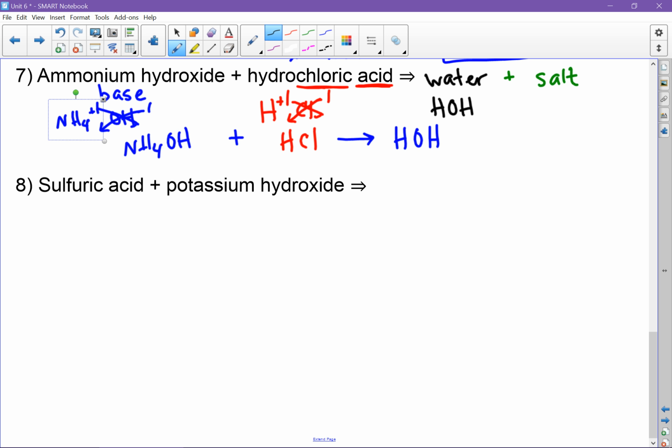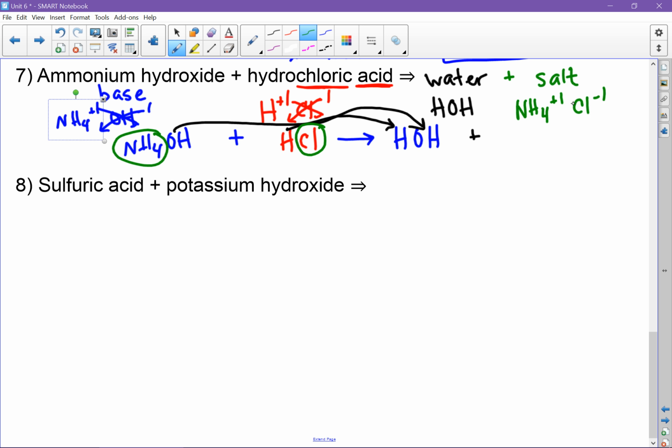And the way that you're going to figure out the salt is you're going to look at the leftovers. So the H from the acid went there in the water, and the OH became that. So the leftover pieces that we have for the salt that haven't been used are the NH4 and the Cl. That's what we're going to crisscross to turn into our salt. So NH4 goes first because it has a positive charge. Cl is second because it's a minus charge. When I crisscross that, I get NH4Cl.